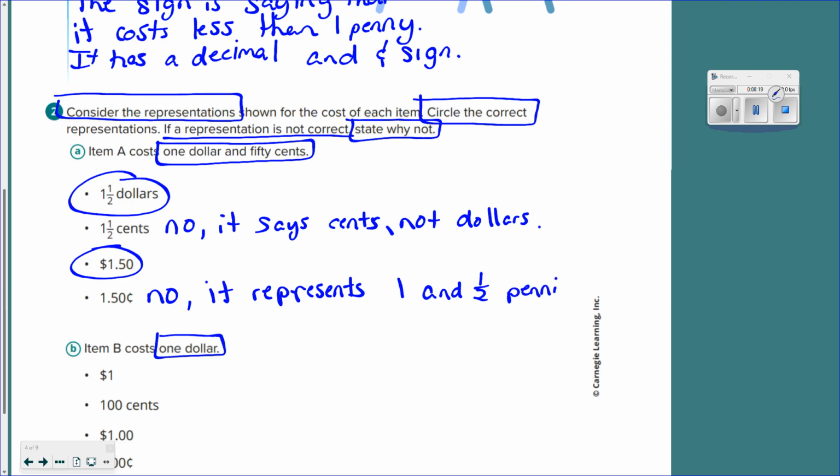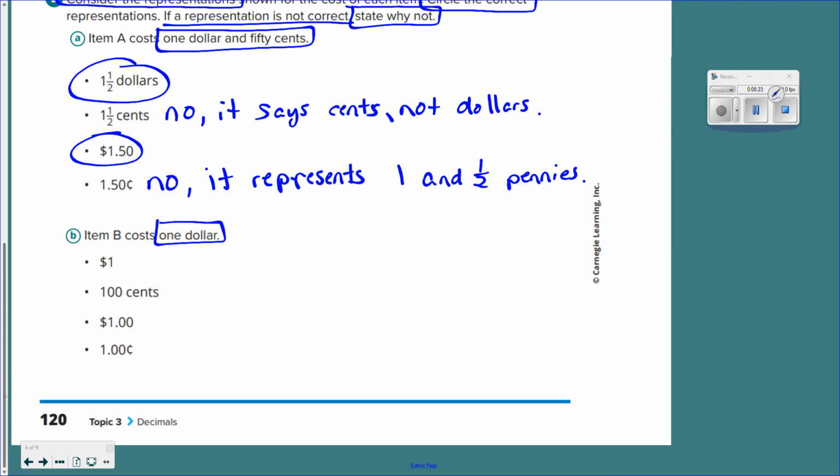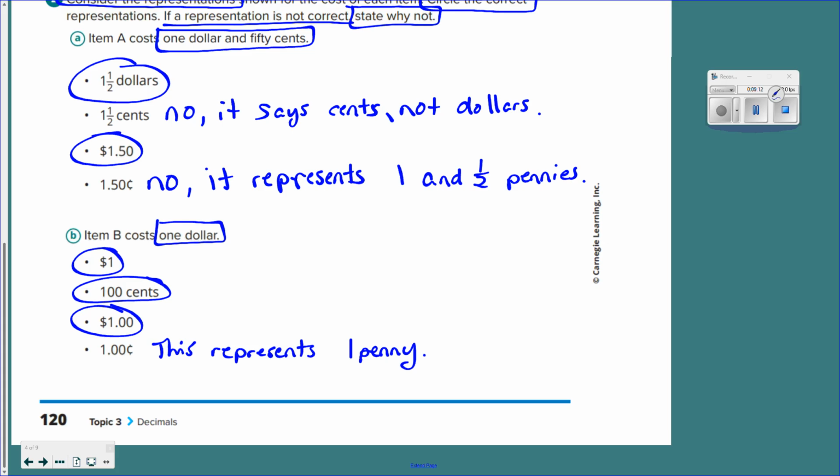All right, B. Does the first one represent $1? Thumbs up or thumbs down? There's not very many people voting. 100 cents. Yes, there are 100 cents in $1, so that represents $1. The next one. Thumbs up, thumbs down. Yes. And the last one. Thumbs up, thumbs down. Correct. This represents 1 penny. Any questions? Let's look at the next page.